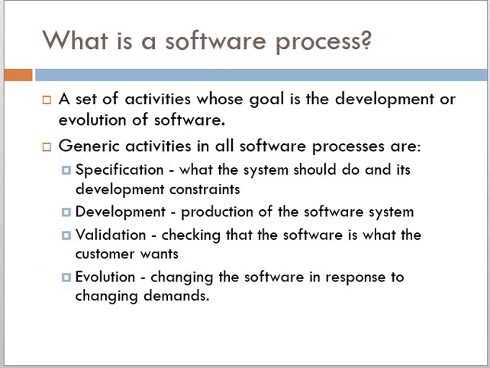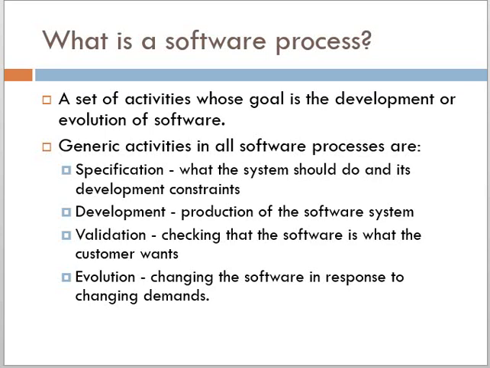What is a software process? A set of activities whose goal is to develop or evaluate the software is known as the software process. In the generic activities of all software processes, firstly, specification. Specification means what we want to do with the software, what the functionality is; that is known as the specification.